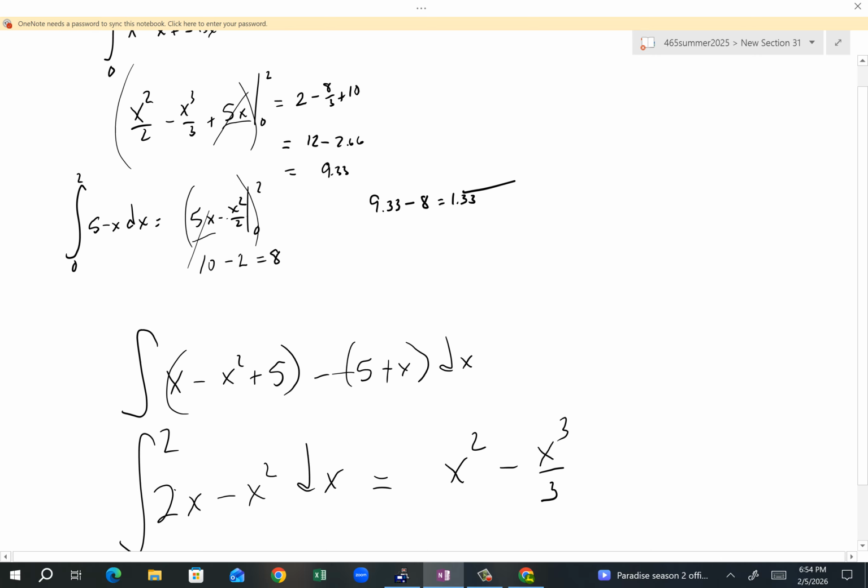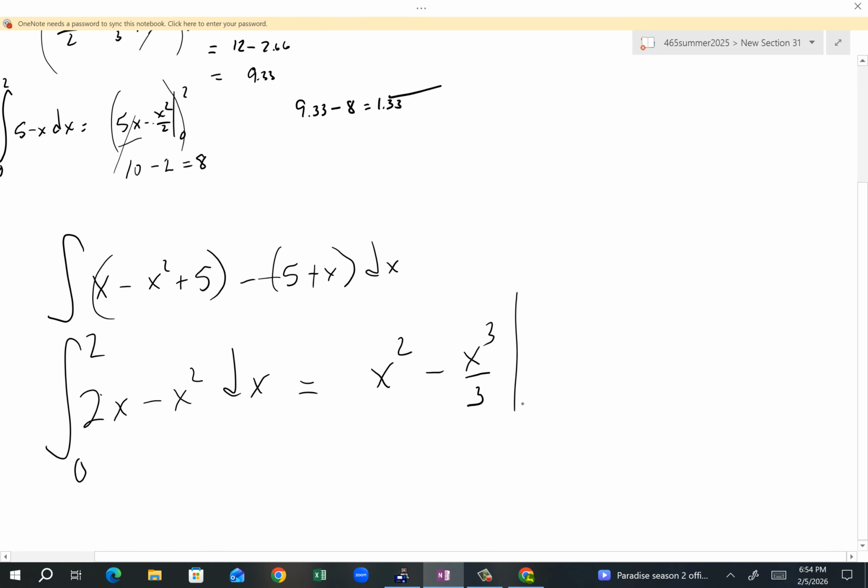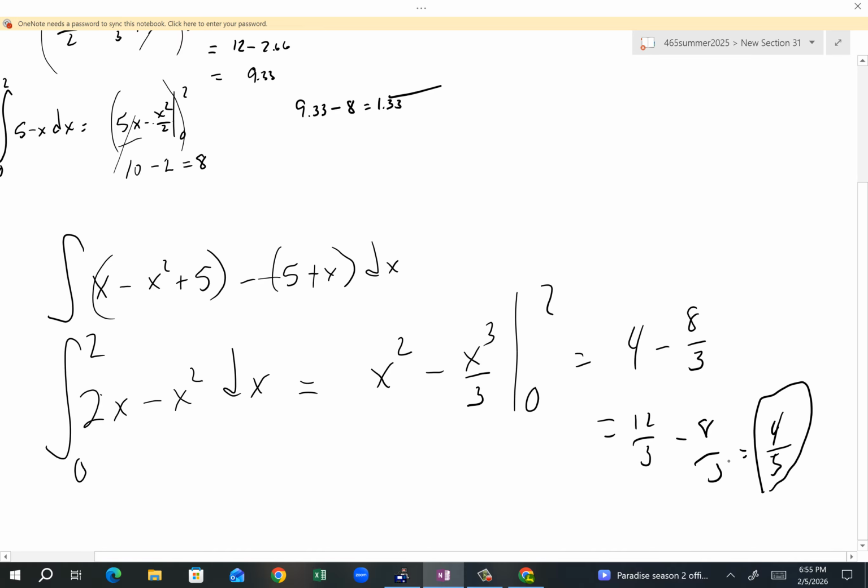You get 2x squared over 2, or in other words, just x squared. From 0 to 2, you're going to get 4 minus 8/3. This is 12/3 minus 8/3, which is 4/3. Hey, that's the same answer. Yay, we did it.